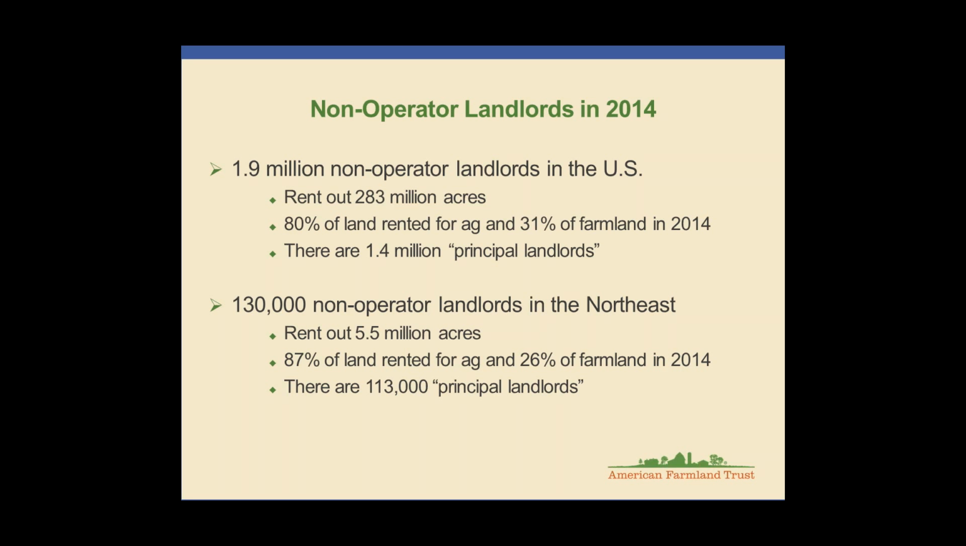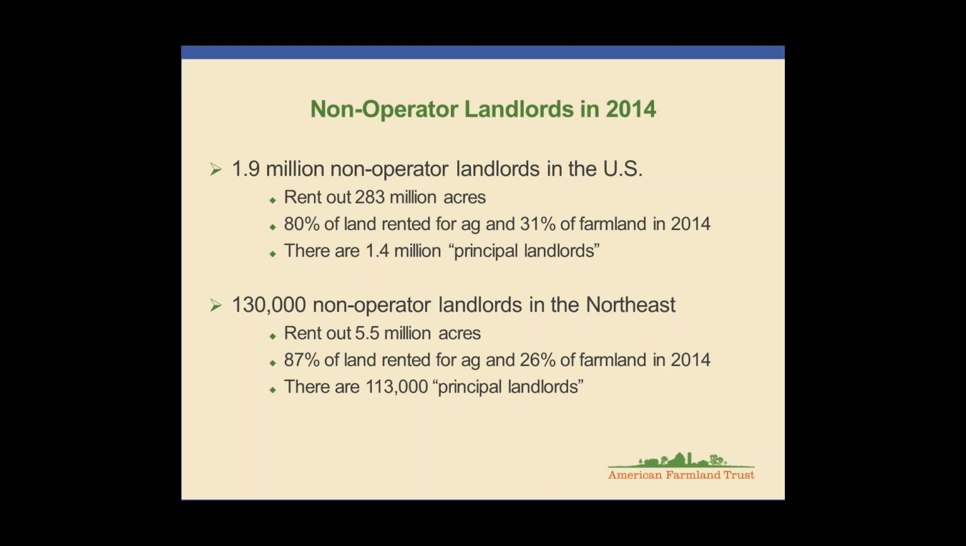Now, of this group of non-operators, we have a smaller subset, which is the 1.4 million. They're called principal landlords. And these are individuals or principals in partnerships. This is the subset of the non-operator group for which we have some detailed demographic information. So age and gender, this is the group that we know it for.